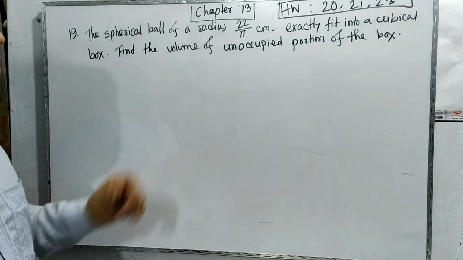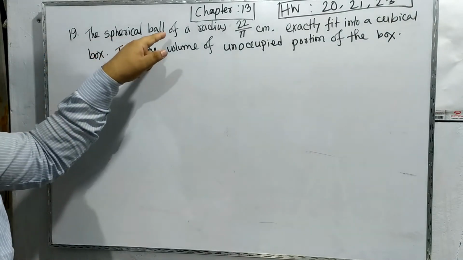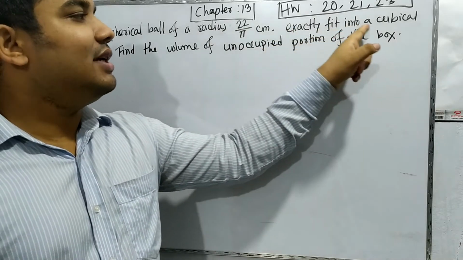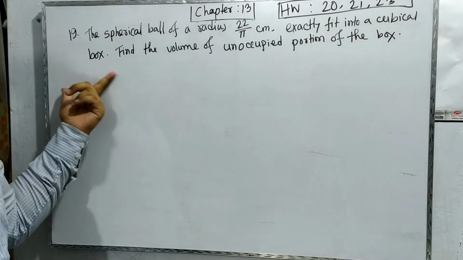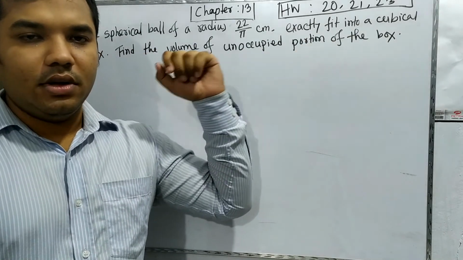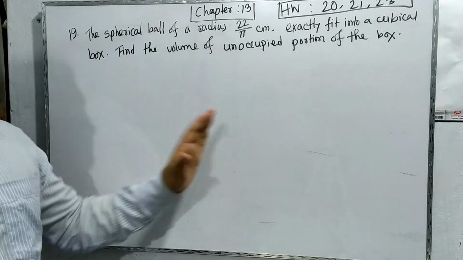Here, last math, number 19. A spherical ball of radius 22 by pi centimeter exactly fits into a cubical box. Find the volume of the unoccupied portion of the box. Actually, what is the meaning of the line?